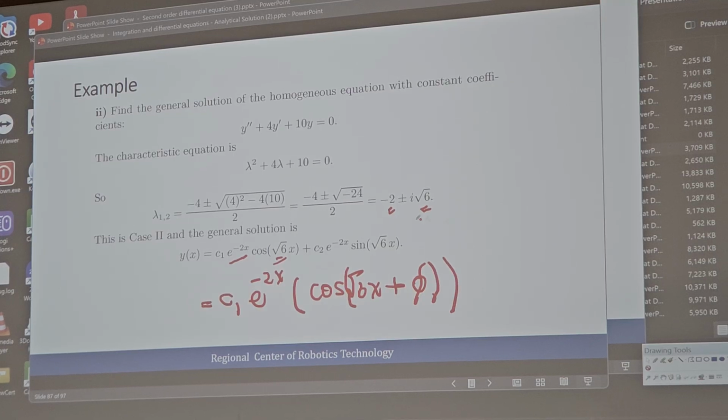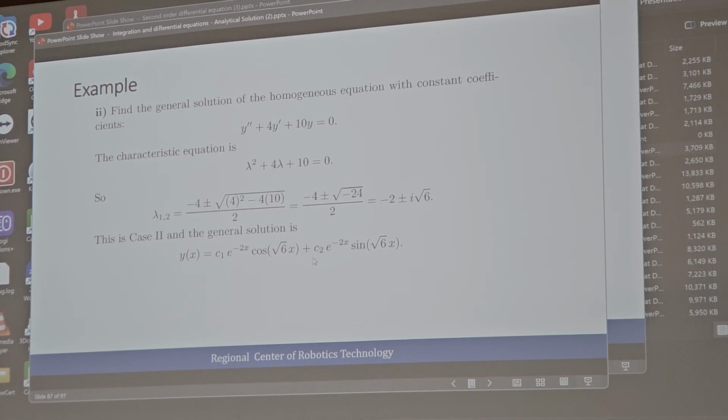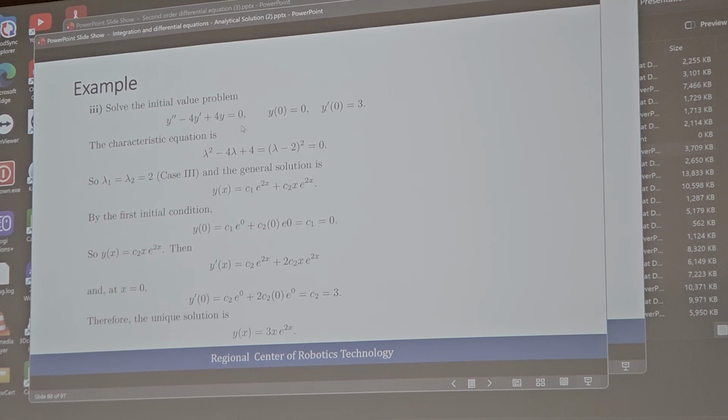Something like this can also be written. This one as well. This one is repeated. You have this one. So you have this initial condition. You can substitute and find the solution.